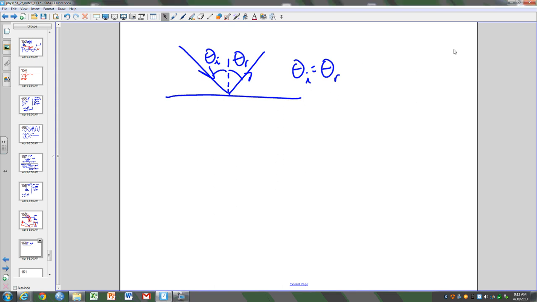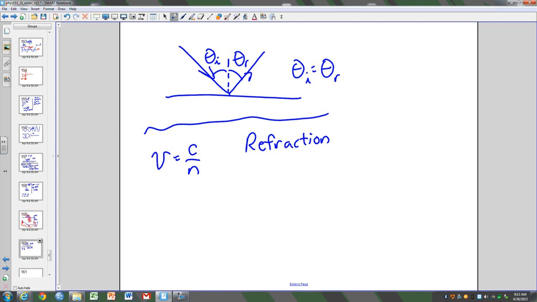We also were working with the law of refraction. And the law of refraction just says that when light enters a medium, its velocity changes. Its velocity becomes c divided by the index of refraction. This is called refraction. You should have this in your notes already. It just says that light slows down. This n value is called the index of refraction. We call it n, and n is always bigger than 1.